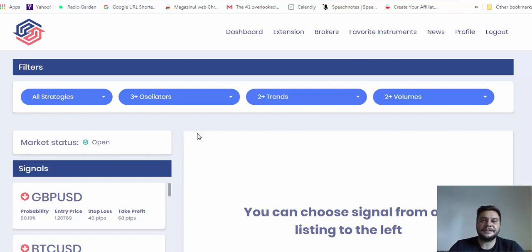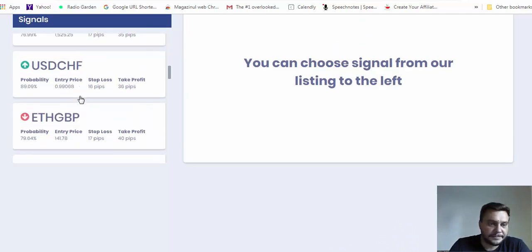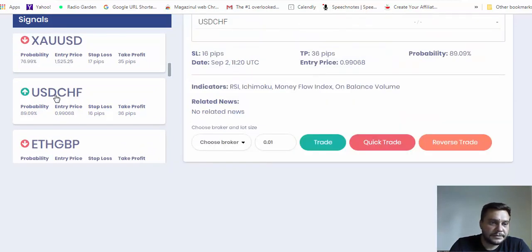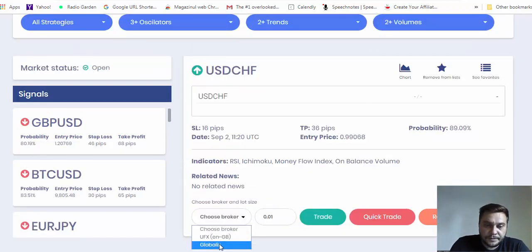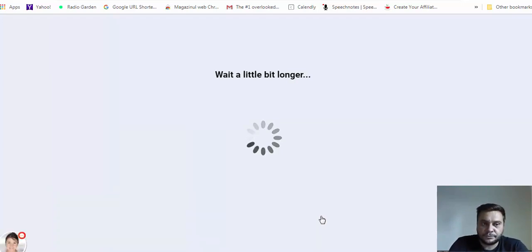As you can see, this trading software is very newbie friendly. I think even a child could use this software. Just go here, choose the asset, and that's it. And let's choose this one, US dollar Swiss franc, with 89% probability. Choose your broker. This is the only thing you have to do. Here you set your lot volume and click on the trade button, and that's it. That's all you have to do.